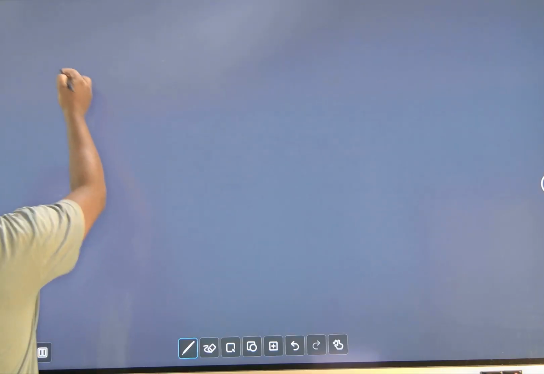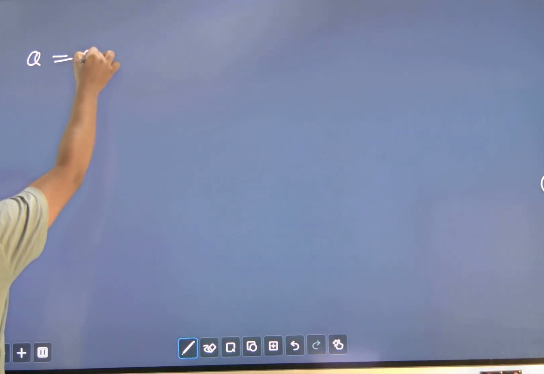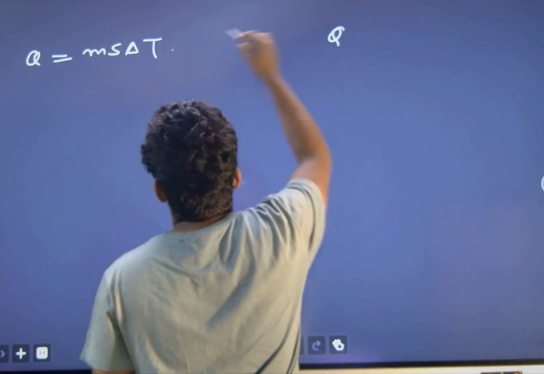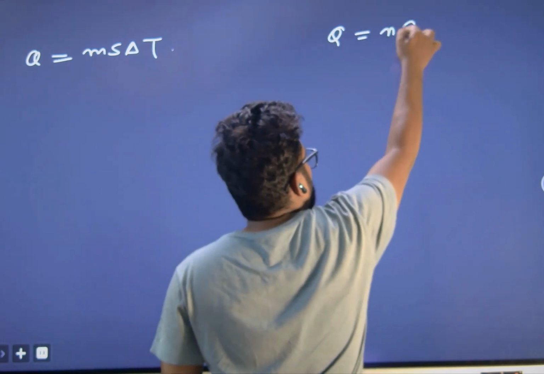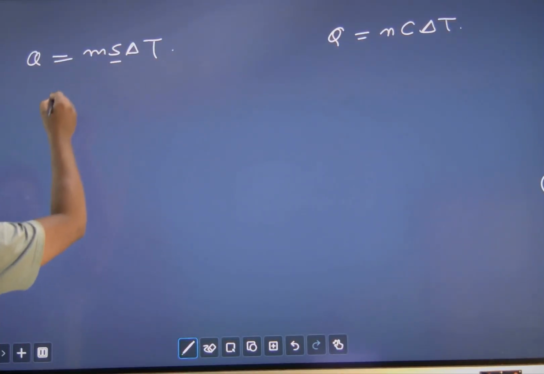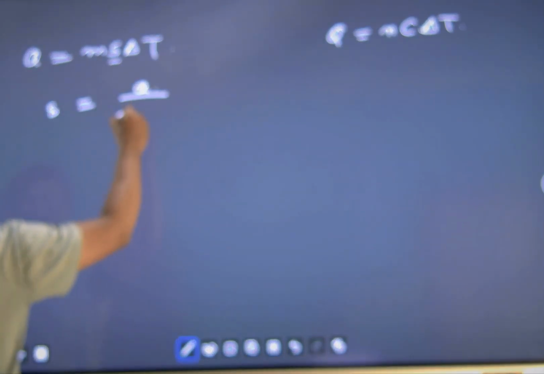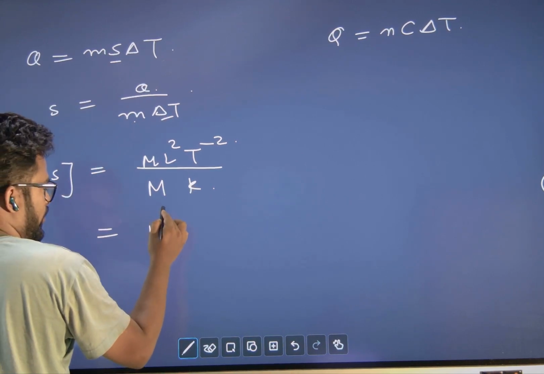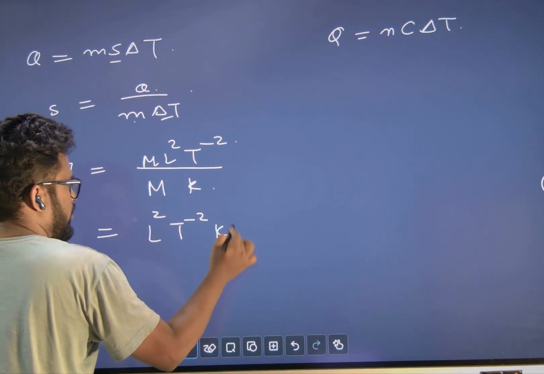Next one, specific heats. So Q equals m s delta T. This formula is for solids and liquids, and that formula for gas in terms of moles would be n C delta T, right? Here s is the specific heat, so Q upon m delta T. If you write down the specific heat capacity dimension: joule, energy, ML^2T^-2, mass M, temperature K. So it would become L^2 T^-2 K^-1.